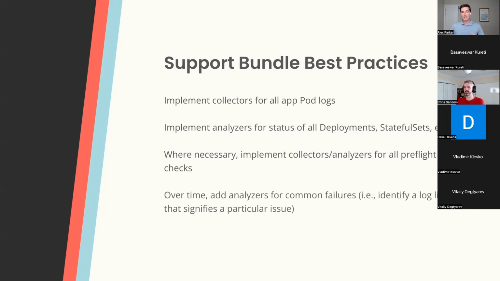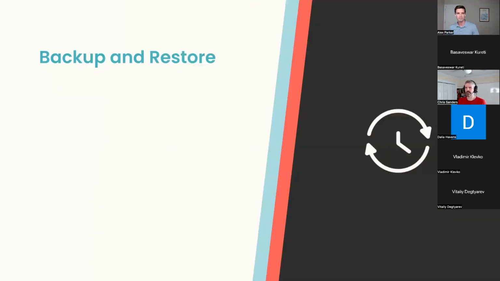And over time, it's great to add analyzers for common failures that you experience throughout your support process. So if you identify, maybe a simple example, but like a log line that signifies a particular issue, and you see that coming up in support, you can write an analyzer that's going to check for that log line. So the next time you collect a support bundle, you're just going to see right there, boom, here's this analyzer says that this situation happened. You can maybe have a run book or whatever it might be that just says, here's what we need to do in that scenario. You can resolve it much more quickly as a result of that analyzer being there.